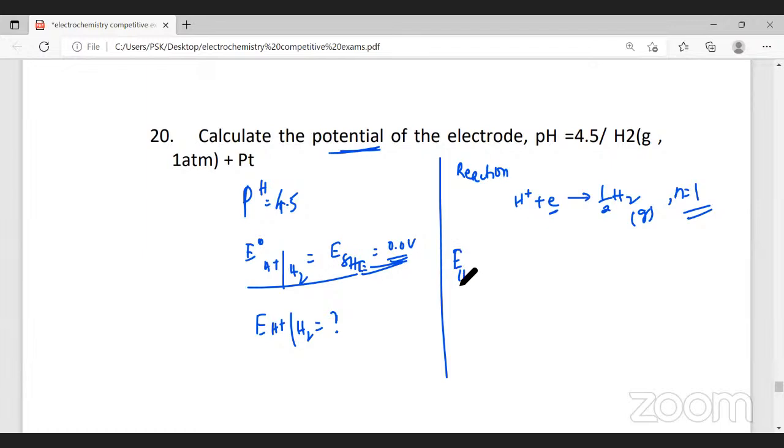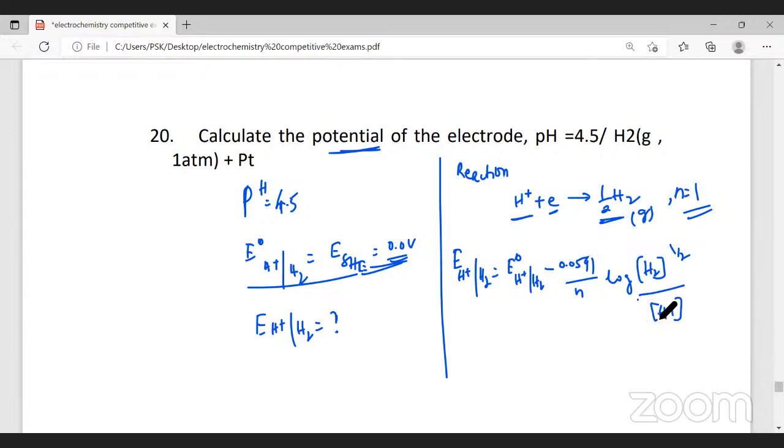What will be the electrode potential of hydrogen now? The electrode potential of hydrogen will be equal to E naught of hydrogen. E naught of hydrogen, we know that it is 0, but still we will write E naught of hydrogen minus 0.0591 divided by n, n is 1 for hydrogen, into log of. Now, what is the reactant and what's the product? Reactant is H plus, and the product is H2. So product by reactant, it will be H2 concentration to the power half divided by concentration of H plus.